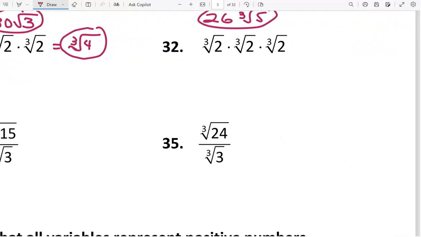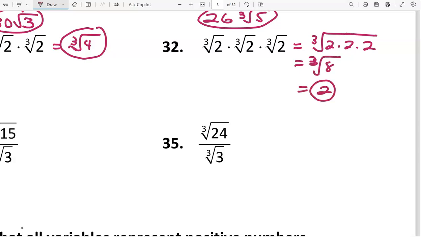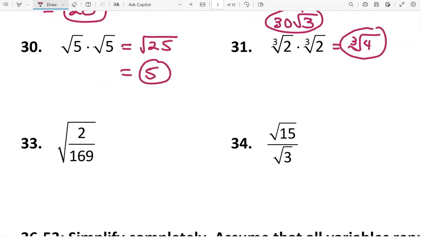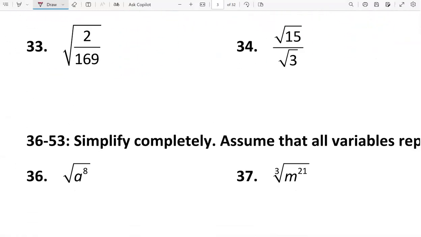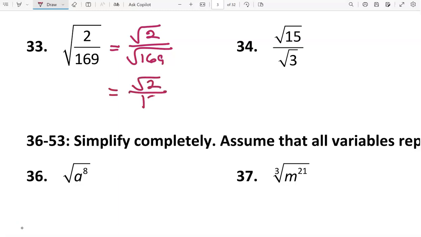Now in 32, we have the cube root of 2 times the cube root of 2 times the cube root of 2. So that would be the cube root of 2 times 2 times 2, which is the cube root of 8, which is 2. In number 33, the square root of 2 divided by 169 is the square root of 2 divided by the square root of 169, and that's the square root of 2 divided by 13.